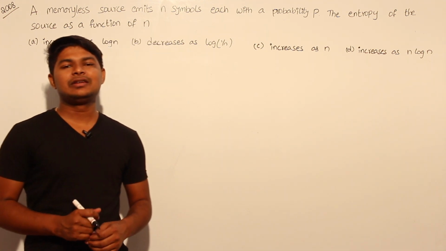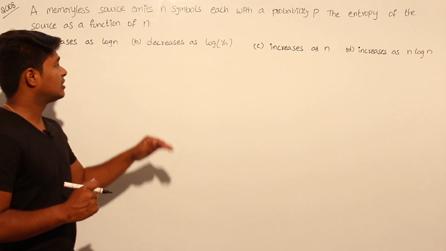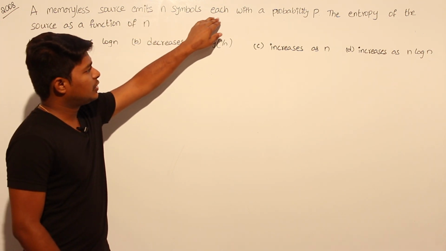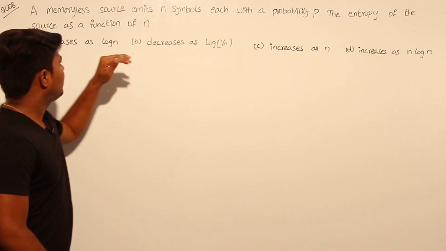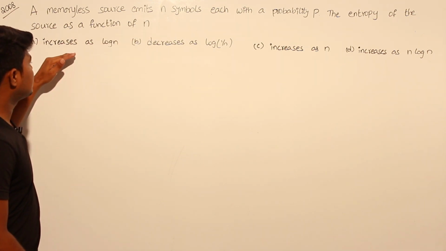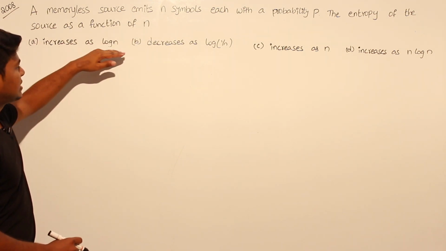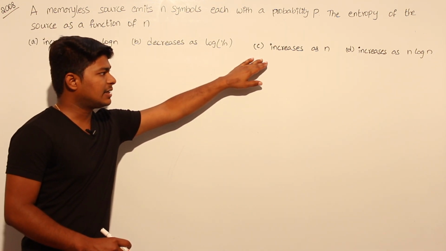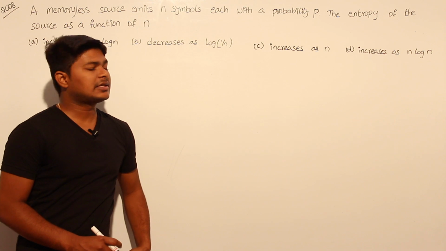This question is given in GATE 2008. Okay, let's see this question. A memoryless source emits n symbols, each with a probability p. The entropy of the source as a function of n: they are asking whether the function increases as log n, decreases as log 1 by n, increases as n, or increases as n log n.